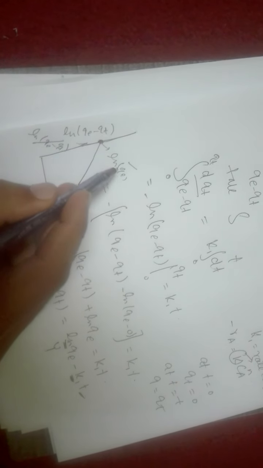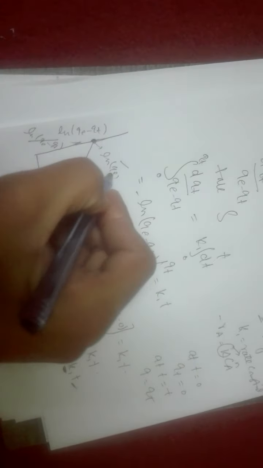This is the y-intercept, ln Qe. From the y-intercept we can obtain the equilibrium uptake Qe, and k1 is obtained from the slope of the line. k1 is the slope, and this is the y-axis, which is ln(Qe minus Qt).